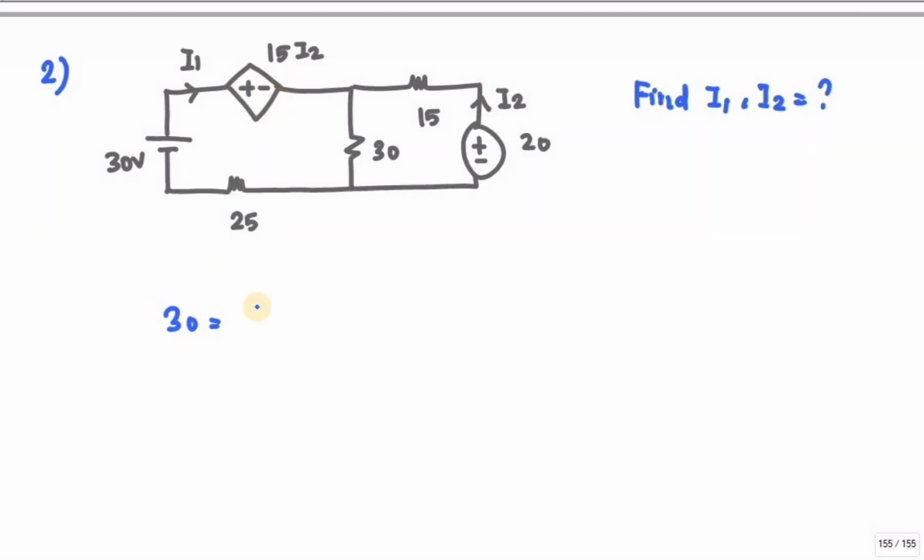So, by using mesh analysis, 30 is equal to 15 I2 plus 30 times the incoming current, which is I1 plus I2. And if the current is minus I1, this becomes plus 25 I1, right?